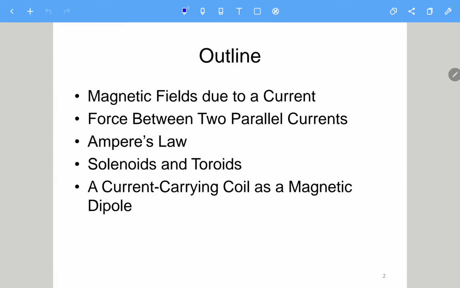So here, this is the outline of chapter 29. First we will talk about the magnetic field due to a current. If I remember correctly, it's about the Biot-Savart law, which tells you what the B field generated by a small segment of current is. And then we'll talk about forces between two parallel currents.